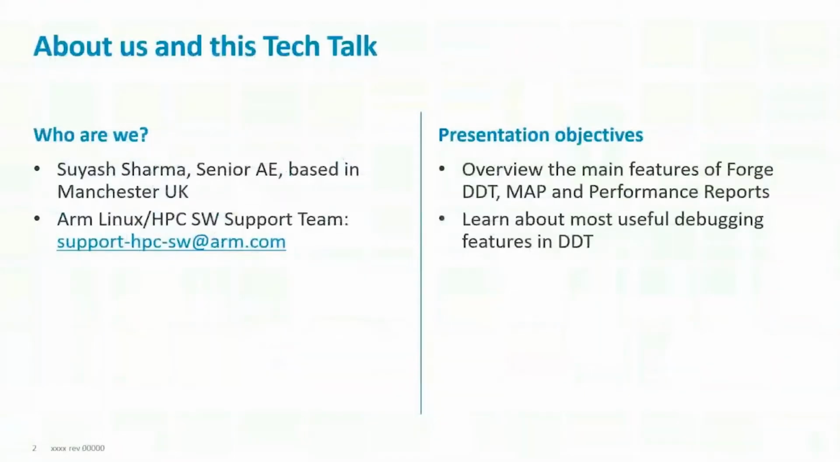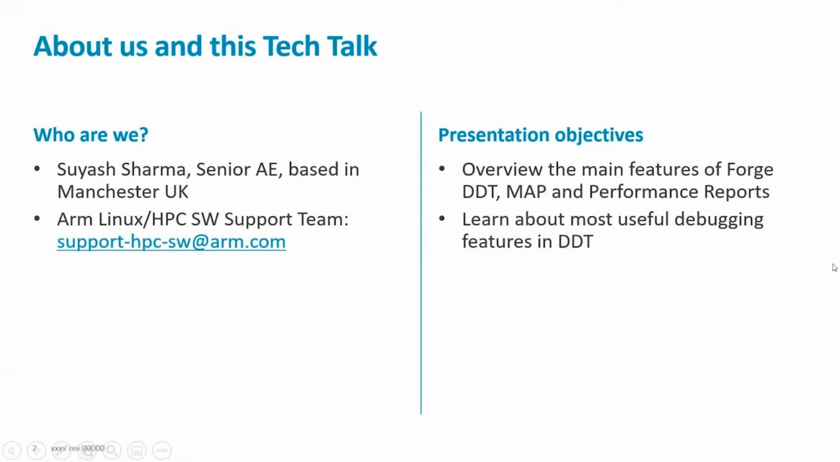A little bit of introduction about myself. As Florian said, my name is Suyash Sharma, working as a senior applications engineer with the ARM Linux HPC software support team, and I'm based in Manchester, UK. I have a bit of a background in CFD, with HPC obviously involved. We do have a few more hands in the team, and we work in tandem with the engineering and development team, the product team, and you can reach out to us on this email alias, support-hpcsoftware@arm.com.